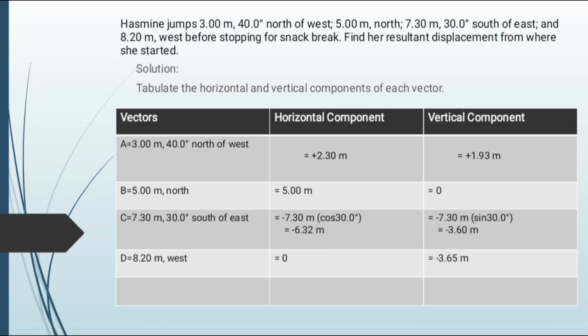Hasmin jumps 3 meters 40 degrees north of west, 5 meters north, 7.30 meters 30 degrees south of east, and 8.20 meters west before stopping for a snack break. Find her resultant displacement from where she started. Solution: tabulate the horizontal and vertical components of each vector.